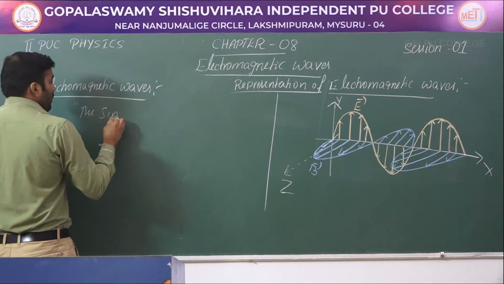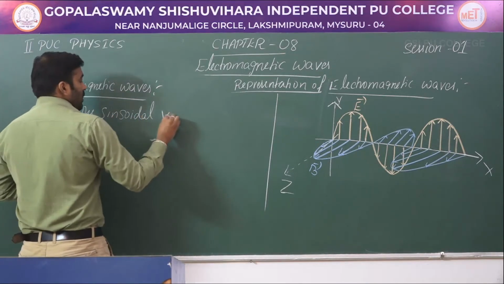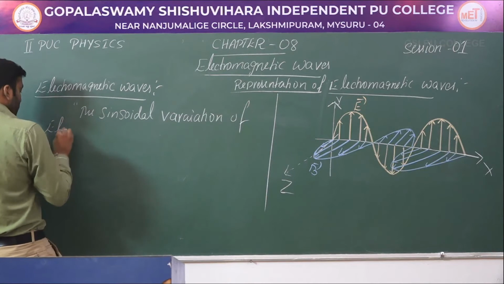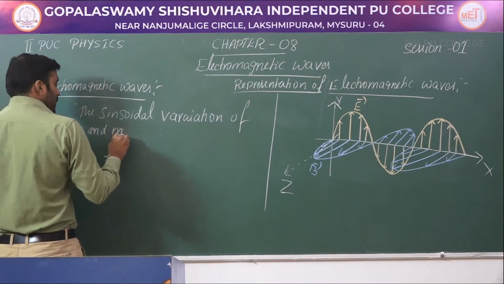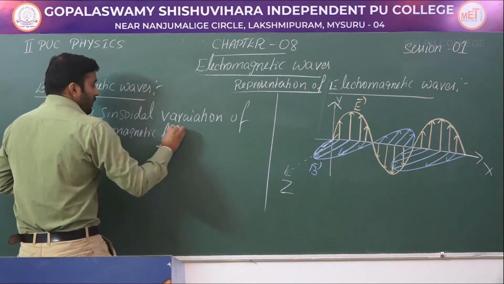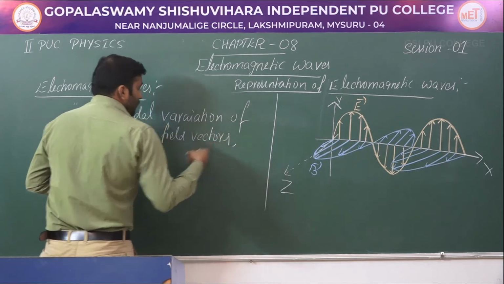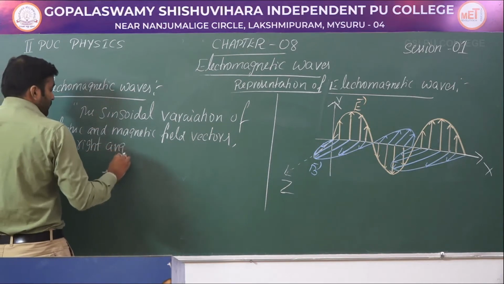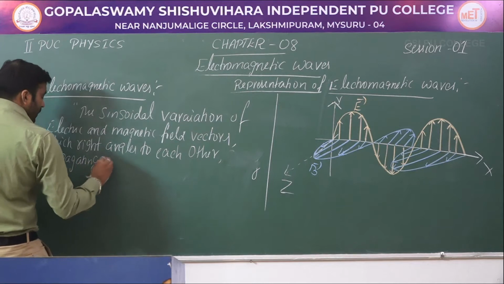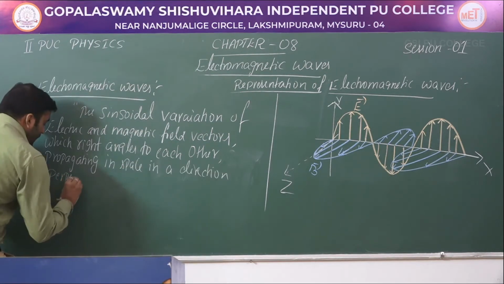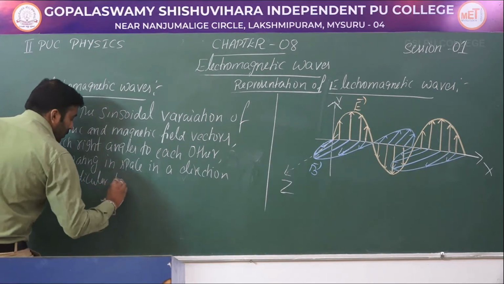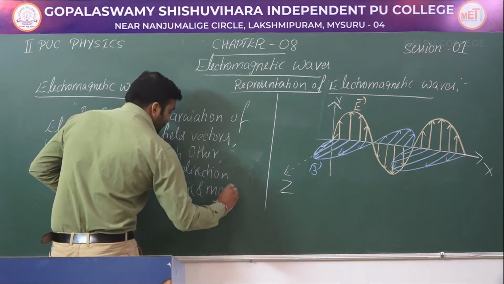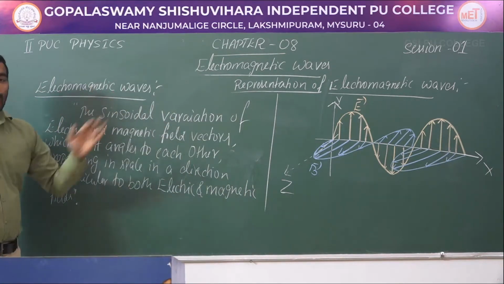The sinusoidal variation of electric and magnetic field vectors which are right angles to each other, propagating in space perpendicular to both electric and magnetic fields.